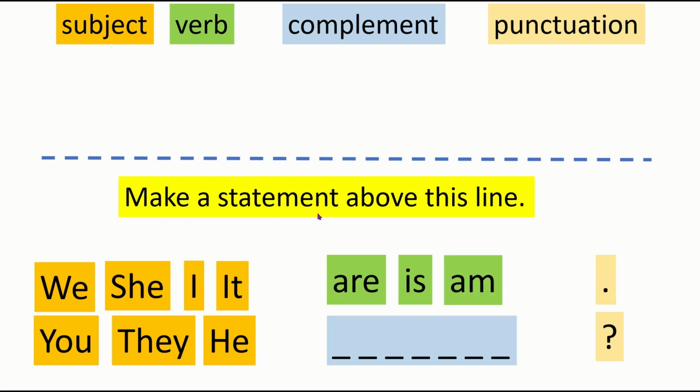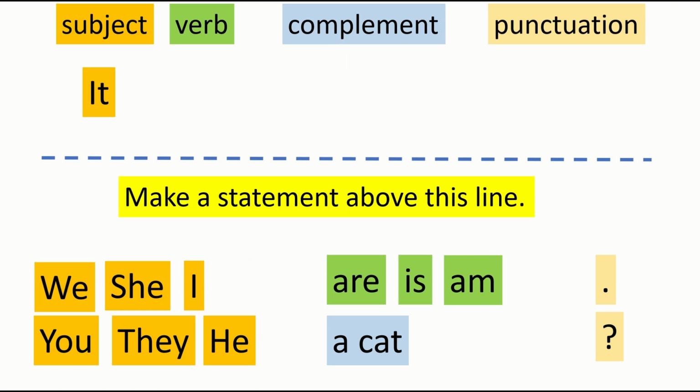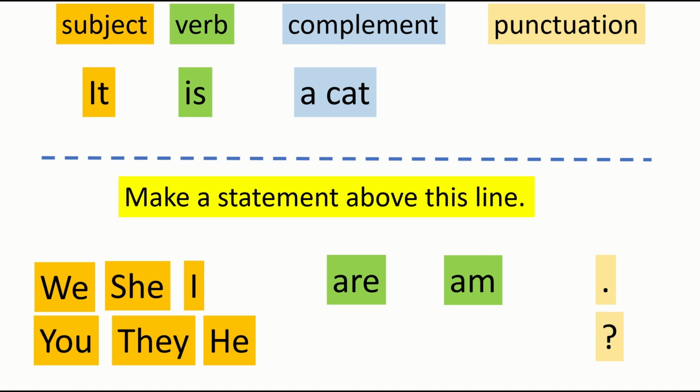Okay, again, make a statement above this line. Ooh, this time the complement, I can make any complement I like. Maybe I want a cat. Let me do a cat. All right. But for cat, I need it. It is a cat. Period.